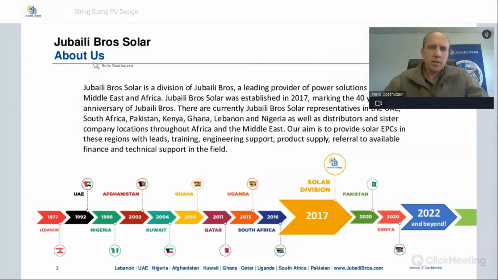Right, quick one. We're just going to run through the timeline about Jubaili Bros, when the company was established and how the company has evolved. Quick points of reference: the company was established in Lebanon in 1977. On this timeline down here below, you can see how the company has progressed as they opened new branches. The UAE branch was in 1992, Nigeria in 1996. Specific to myself, the South African branch was established in 2016.